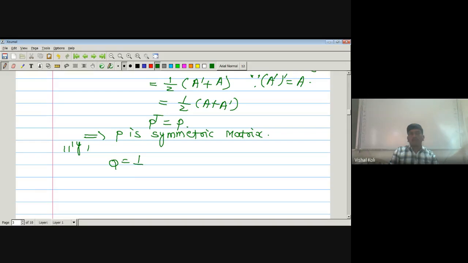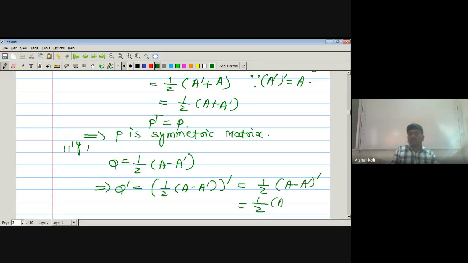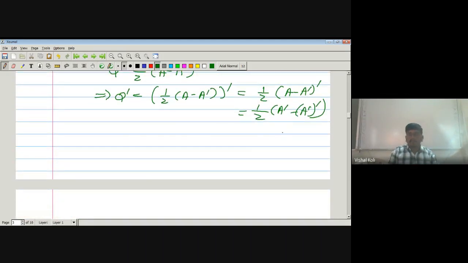Q is nothing but 1 by 2 (A minus A dash), which implies its transpose will be 1 by 2 (A minus A dash) transpose, which is equal to 1 by 2 (A transpose minus transpose of matrix A transpose). Okay, so here we get 1 by 2 (A transpose minus transpose of the original matrix), which is equal to 1 by 2 (A dash minus A).